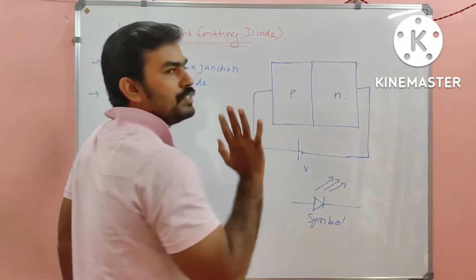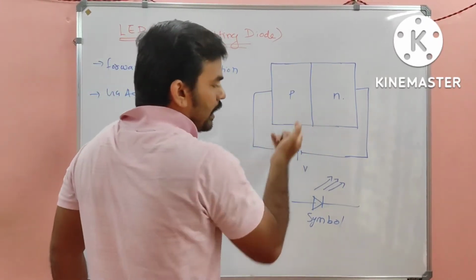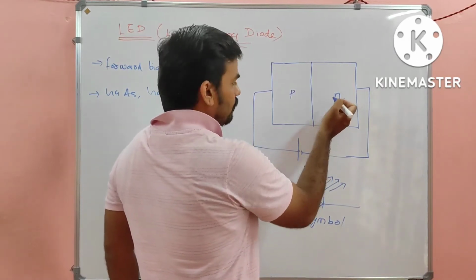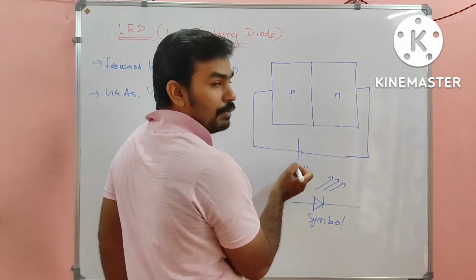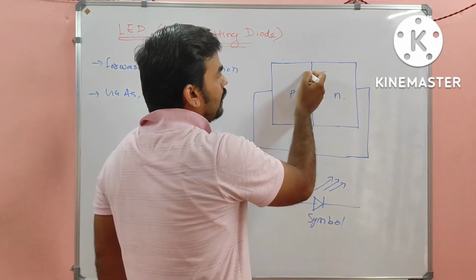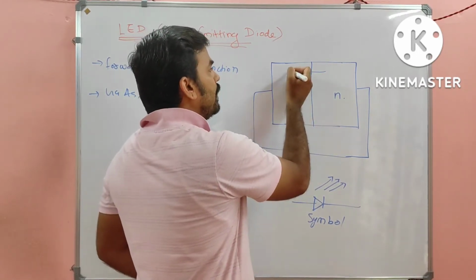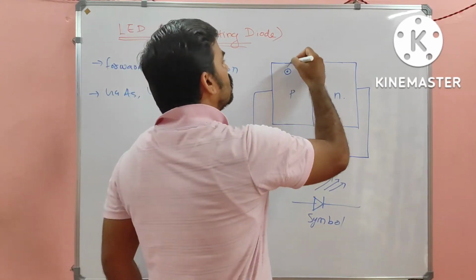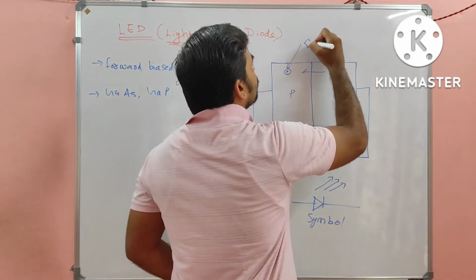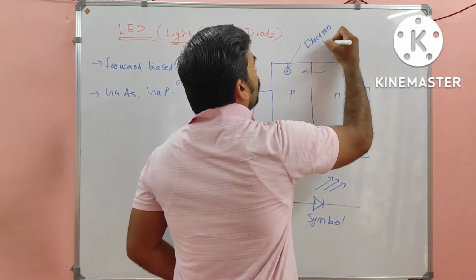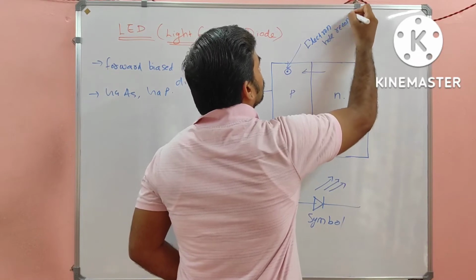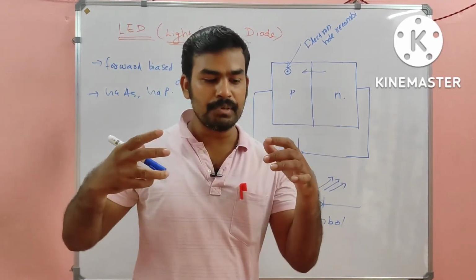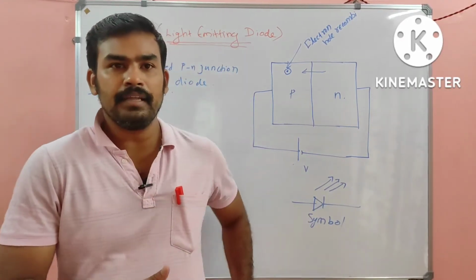Now see how it works. This is a normal PN junction diode, my dear. If you allow the PN junction diode to be in forward biased condition, what happens? The electrons will be attracted by the positive polarity, come across the junction, and combine with the holes in the P region, so that electron hole recombination will take place. And what happens if electrons and holes recombine? Light will be emitted.